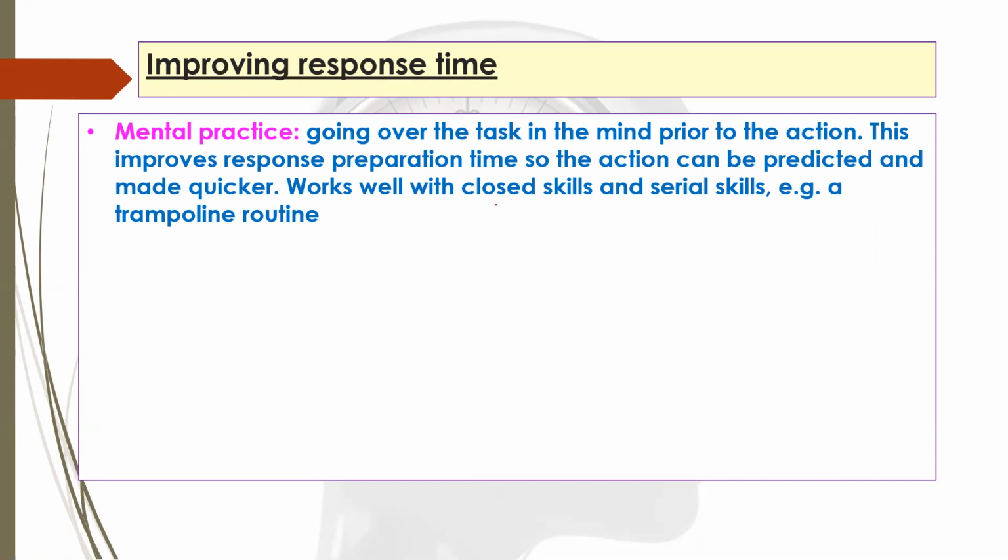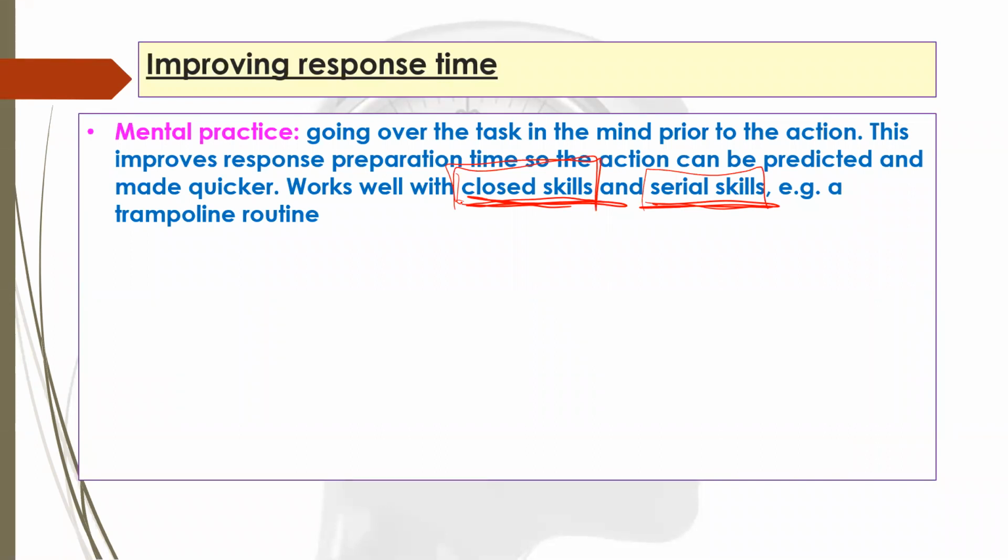This is particularly good for closed skills. So think about what a closed skill is, but also serial skills. For instance, a trampolining routine. That's a serial skill, a series of discrete skills put together in a closed skill. What's a closed skill?